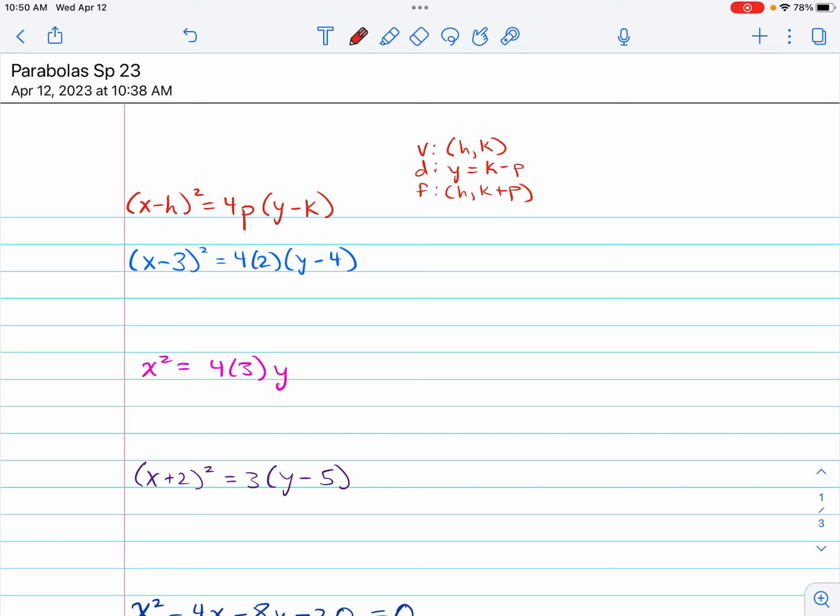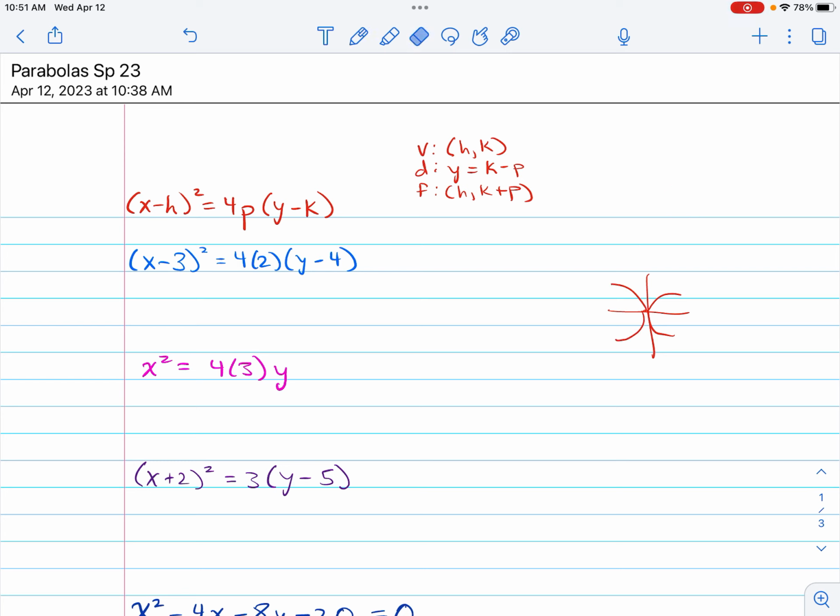So I just want to work out a few problems for you with these conics that are parabolas. First of all, we've got two types of parabolas that we're looking at now. We have those that open up or down, like this, and we have those that open left or right, like this.